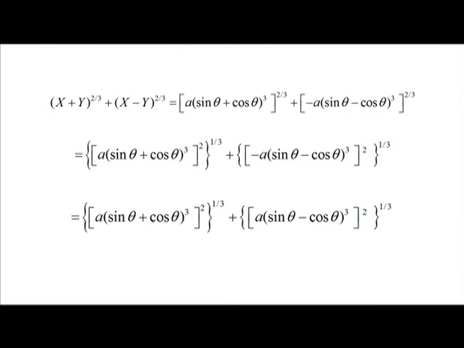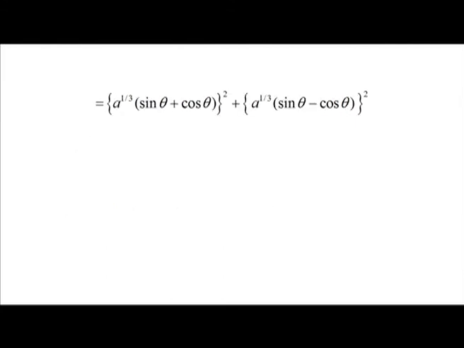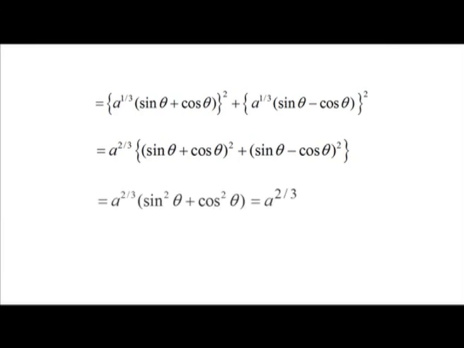which is equal to a^(1/3) (sin θ + cos θ)² + a^(1/3) (sin θ − cos θ)², which is equal to a^(2/3) [(sin θ + cos θ)² + (sin θ − cos θ)²], which is equal to a^(2/3) [sin²θ + cos²θ], which is equal to a^(2/3). That is, (X + Y)^(2/3) + (X − Y)^(2/3) = a^(2/3), which is the evolute.